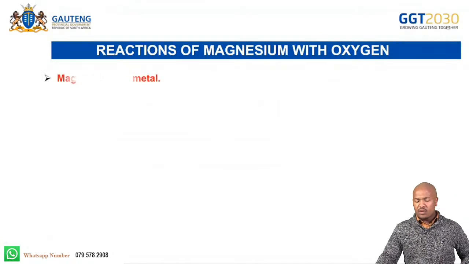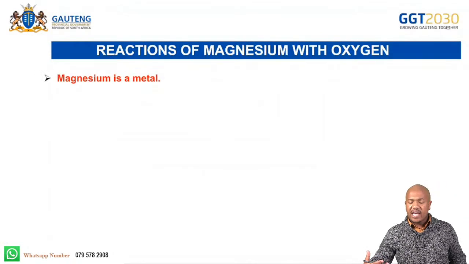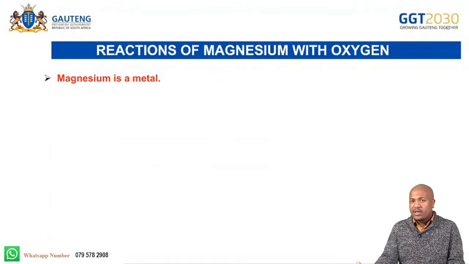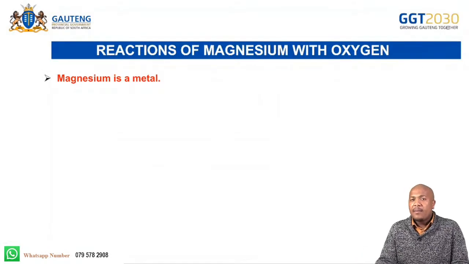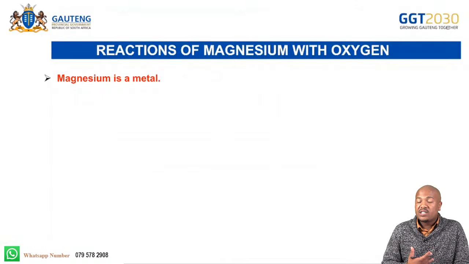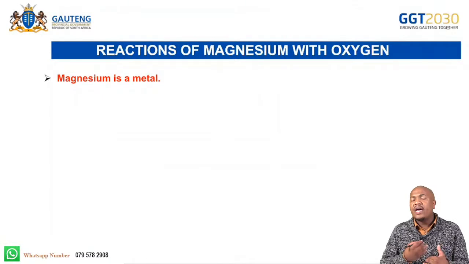So for example now, we're going to look at the reactions of magnesium with oxygen. When looking at your periodic table, magnesium is under what? It is under metals on our periodic table. That's why we're taking magnesium as an example. So just a reminder, magnesium is a metal, and we're going to look at its reactions with oxygen.